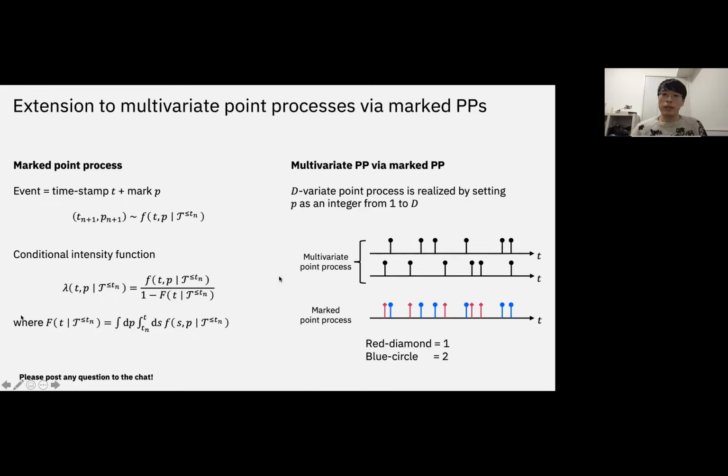And the right panel of this slide explains how to model multivariate point process by using marked point process. So this illustration is quite intuitive to explain it. Each event of a marked point process has not only its timestamp, but also a mark, which is represented by the color and whether it is a diamond or circle. So we have two marks in this marked point process.